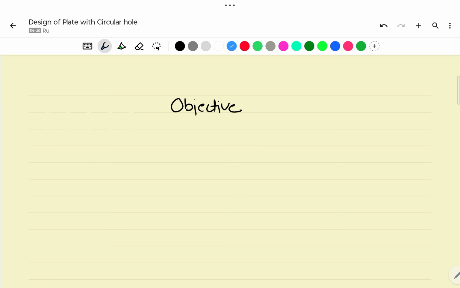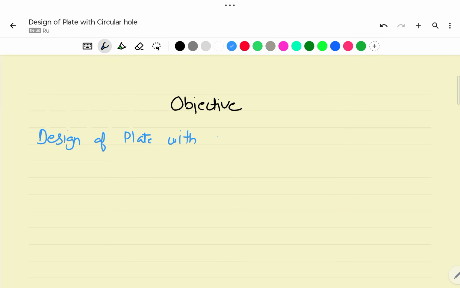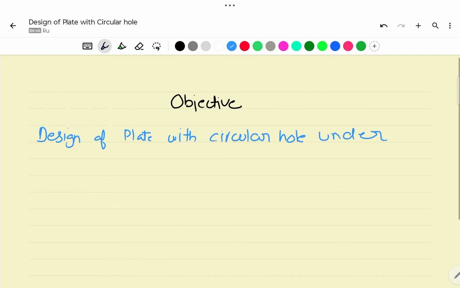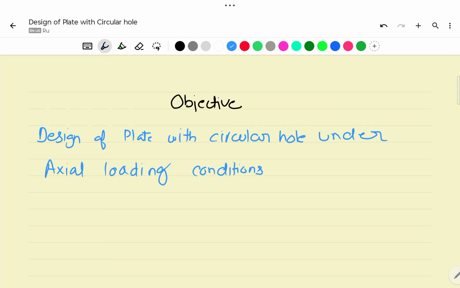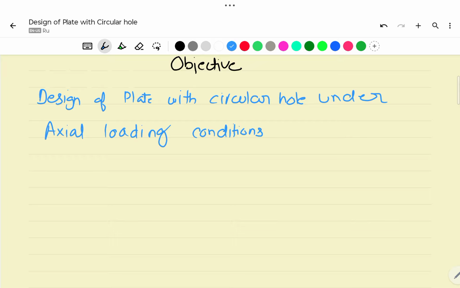So our objective is design of plate with circular hole under axial loading conditions. Our objective is to design a plate with a circular hole under the axial loading condition.